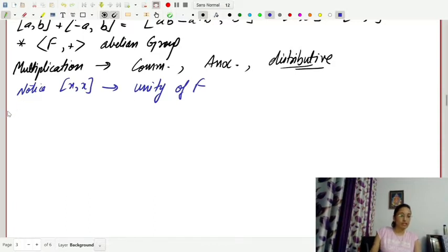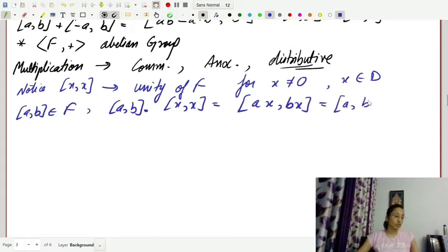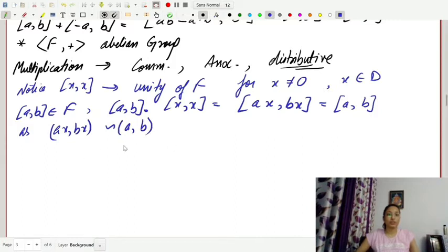To show this, for x not equal to 0 and x belongs to D, for any (a, b) belonging to F, we have (a, b) · (x, x) = (ax, bx), which in turn is equal to (a, b), as (ax, bx) is related to (a, b), which can be seen as abx is equal to abx. Therefore, it will act as the unity of F.